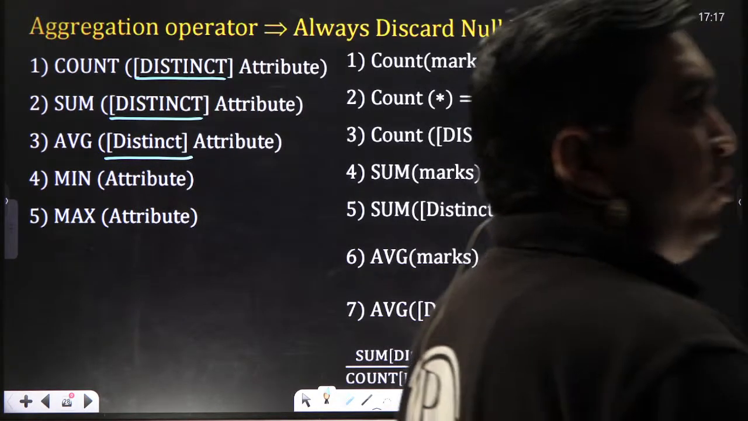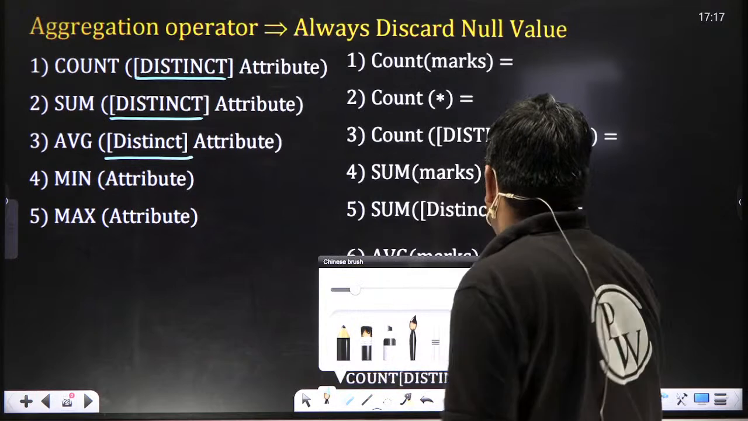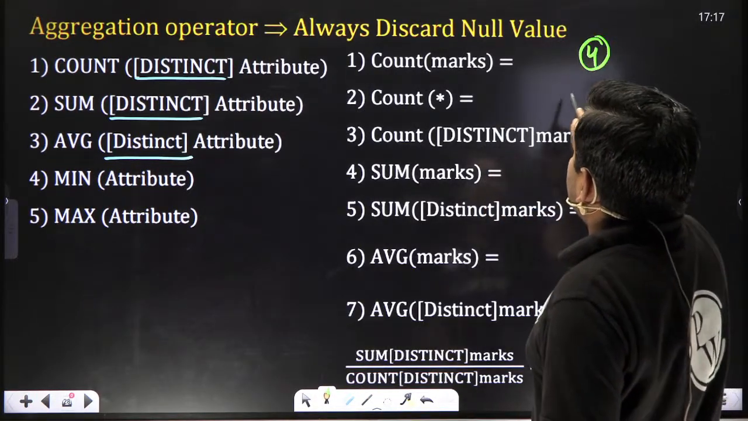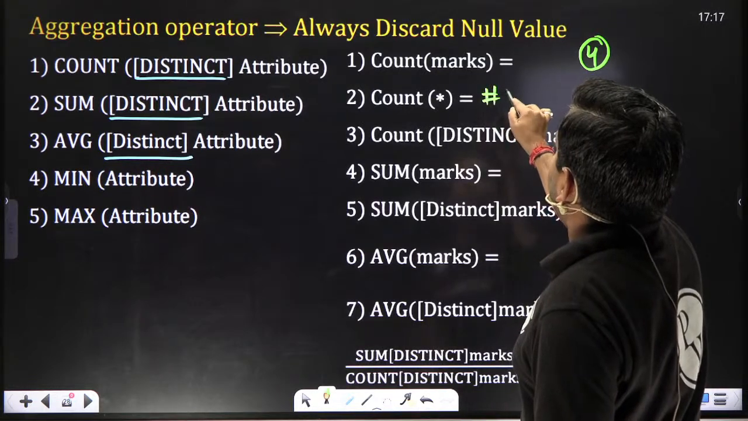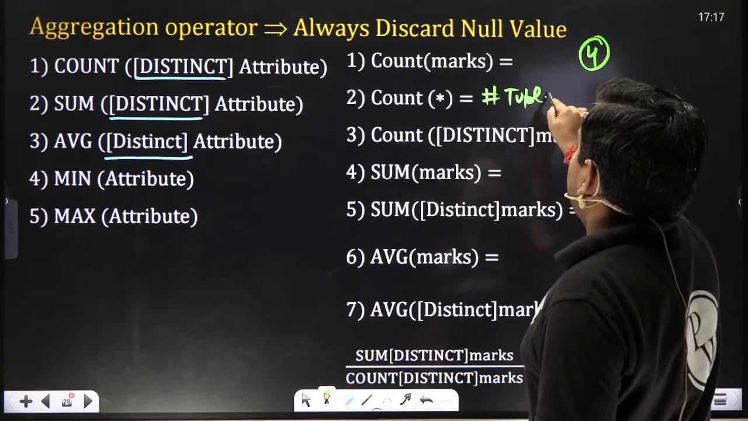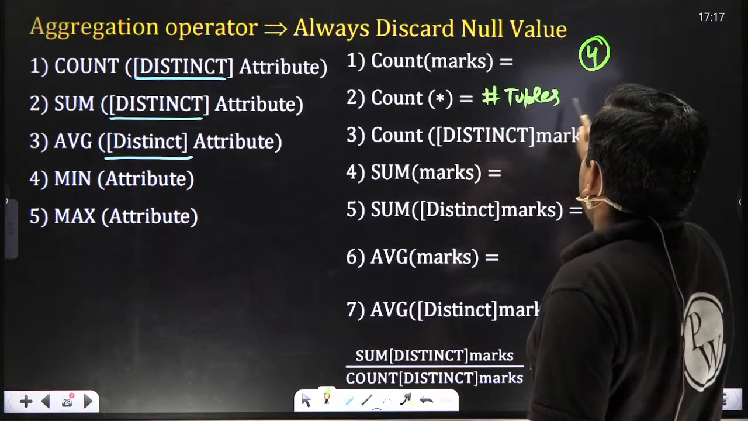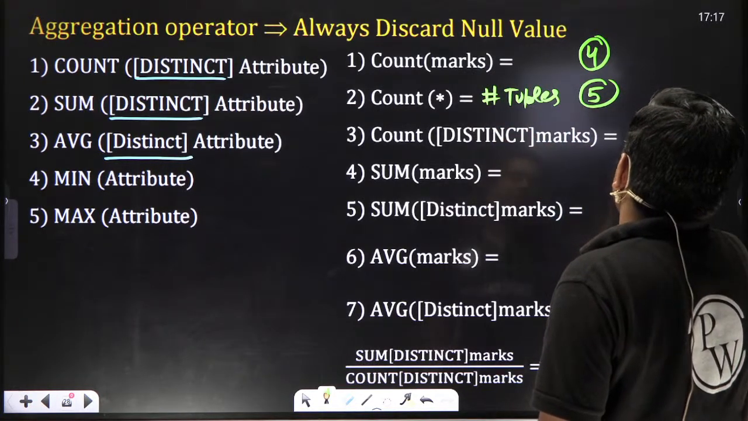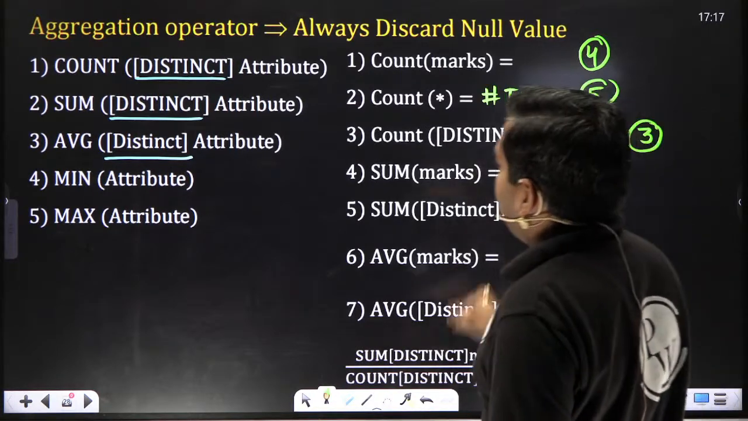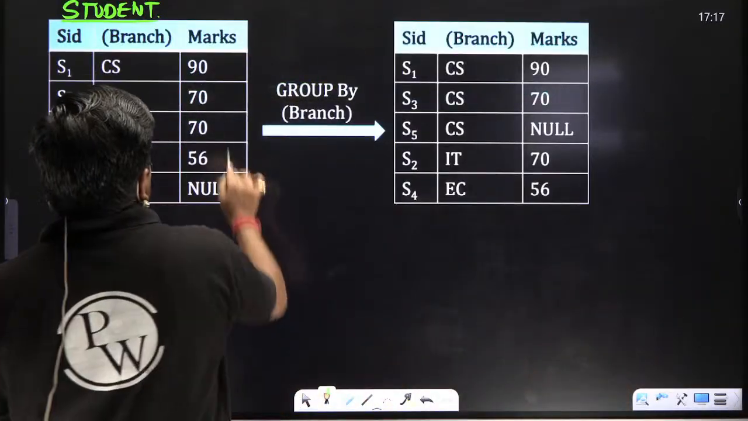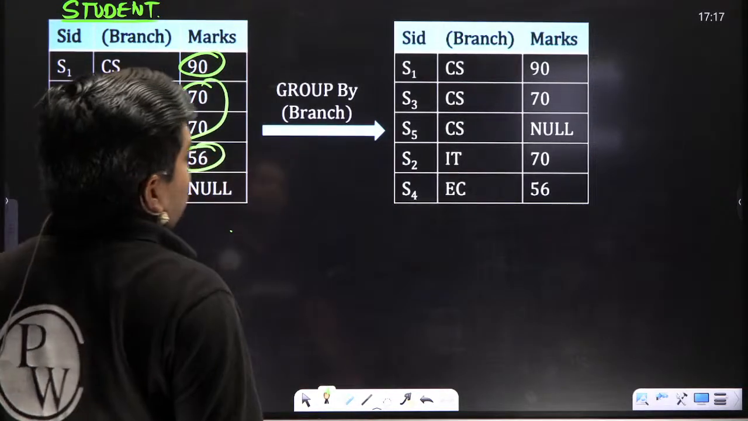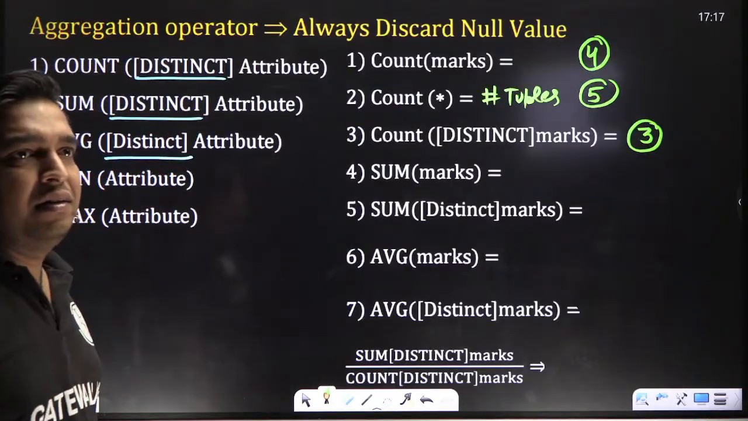Okay, first one you will get 4. Very good, God bless. Correct. Next, count star indicates the number of tuples, because here it will not discard the null, so you will get 5. Count distinct marks, you will get 3, because there are 3 distinct values: 90, 70 and 56. 3 values. Very good.